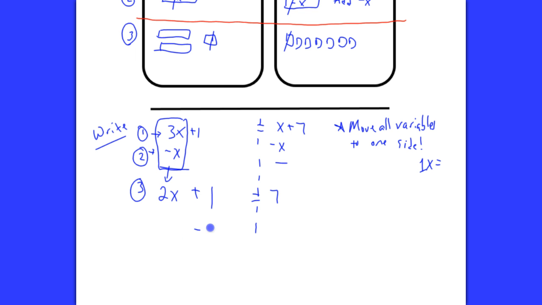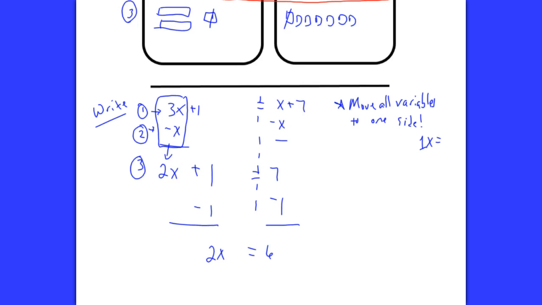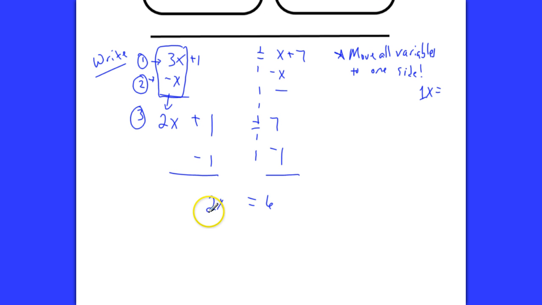So I'm going to, at this point, just go ahead and finish the problem because you actually took a test over this last week. Hopefully you know how to do it at this point. 7 minus 1 is 6. And then let's just go ahead and finish that problem out by dividing both sides by 2. And you have x equals 3.